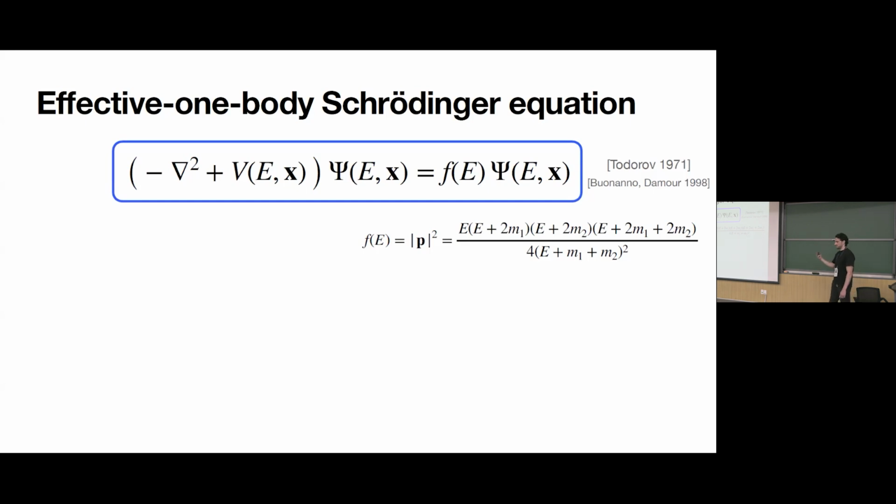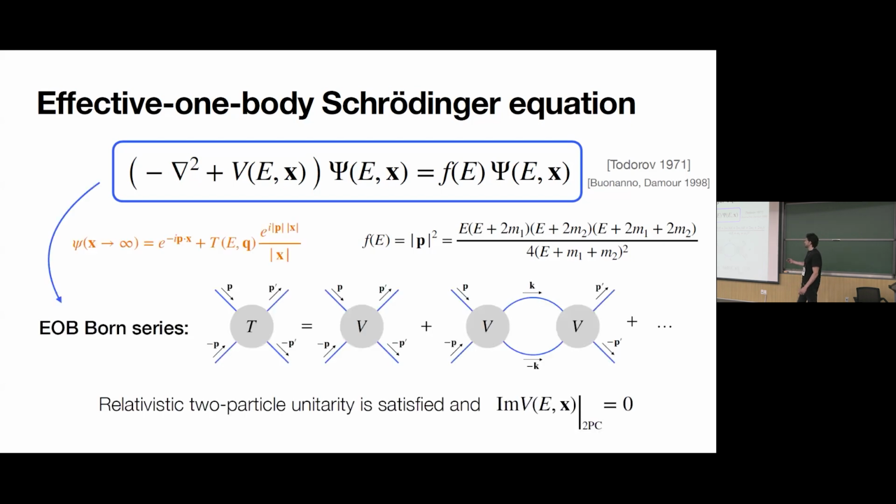And this captures all these relativistic corrections. And then this potential shows up here. And we can, in practice, solve this equation by extracting the amplitude, and then you find some Born series, and you compute this amplitude by iterating this potential. And the main idea is that by choosing this particular f, when you take this Born series and you take a two-particle cut, you see that you obey QFT principles, and moreover, the potential is real across this cut.